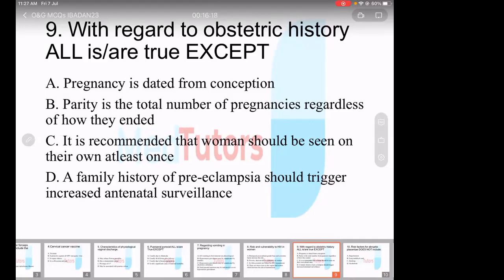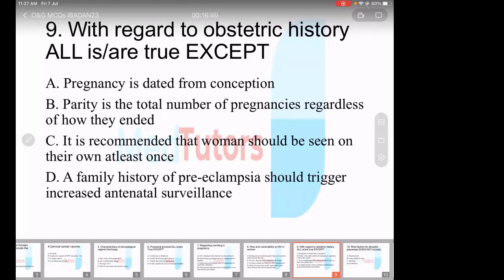So A, pregnancy is dated from conception, of course, from the last menstrual period. So this is true. Then parity is the total number of pregnancies regardless of how they ended. That is false, because the definition here is that of gravidity. Gravidity is total number of pregnancies regardless of how they ended. Parity is number of pregnancies carried to age of viability, not regardless of how they ended.